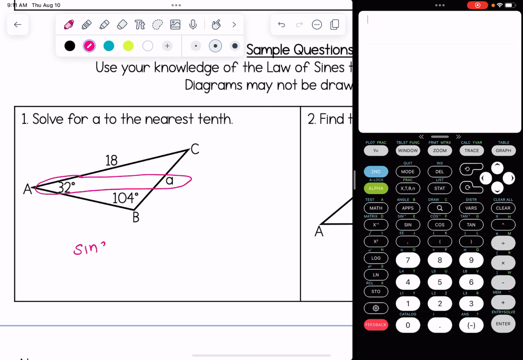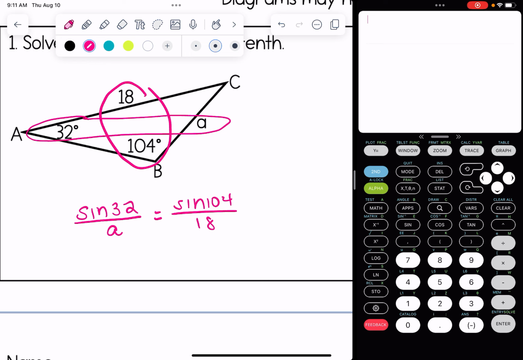And so we could write sine of 32 over A. And we also know angle B is 104 and side B, lowercase b, is 18. So sine of 104 over 18. And then we're going to cross multiply and solve here. Okay, so when I do this, I'm going to get 18 sine 32 equals A sine 104. Divide both sides by sine 104.